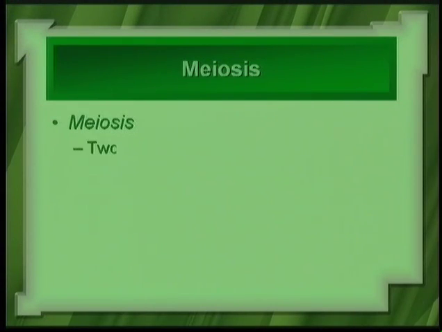Anyway, meiosis is a different case. Meiosis has to do with sexual reproduction, okay? Because during meiosis, you have a halving of the chromosome number. The chromosome number goes from a diploid number to a haploid number, or half the chromosome number that you have in the mother cell, okay?